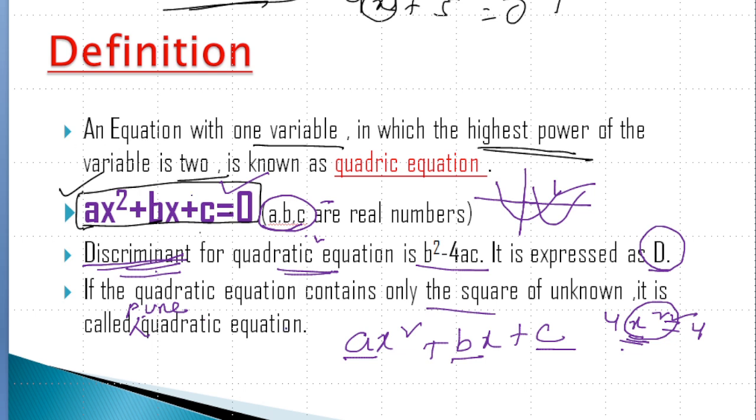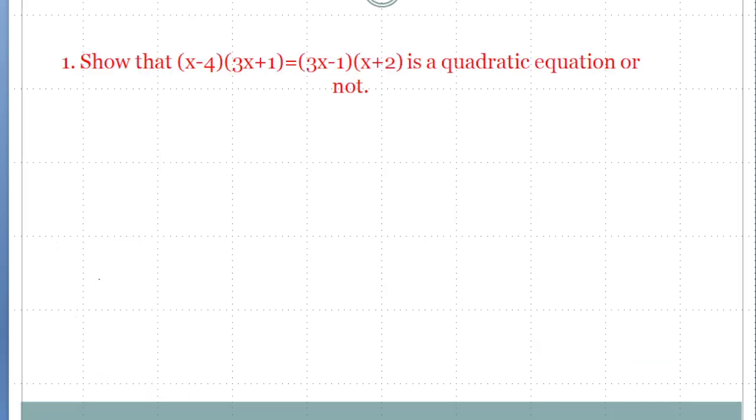Always remember, if the bx term is available, then it is called a quadratic equation. If it is not available and only ax square is unknown to us, then it is called a pure quadratic equation. Now let's check with one example.